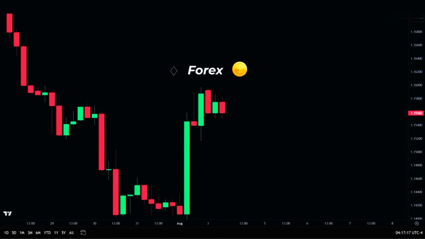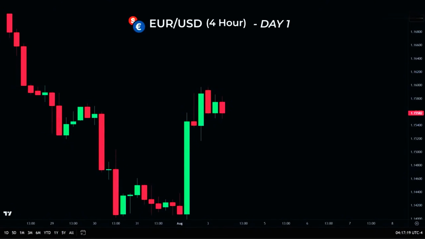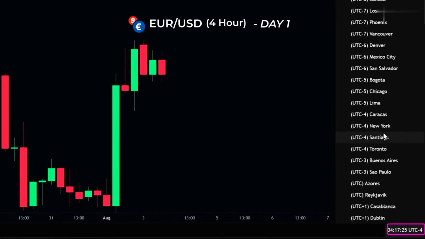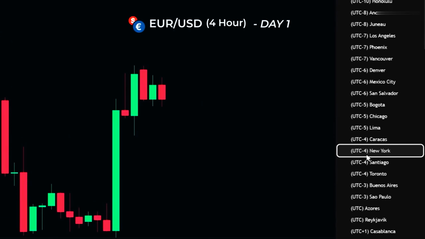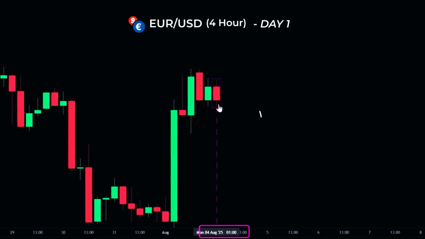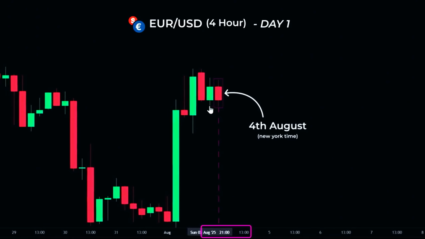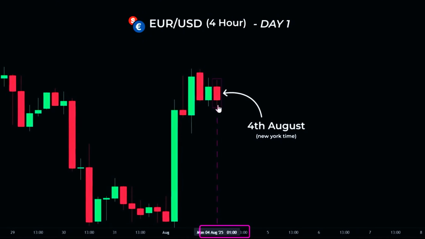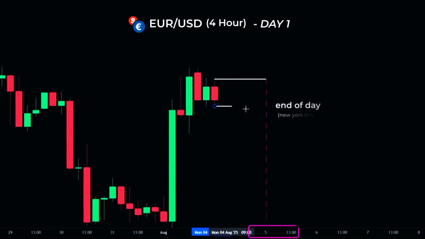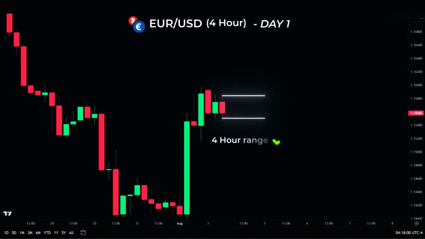Let's see how the strategy performs on the Forex market. Here, I'm on the Euro-USD 4-hour chart. To apply the 4-hour range in Forex, it's the exact same process. Go to the time zone setting at the bottom right of the chart and select New York time. Then, find the first 4-hour candle that formed on the current date. Since it's August 4th, the first 4-hour candle that formed is this one. Simply draw a line at the high and low of that candle and extend both lines to the end of the day. So this is your 4-hour range.